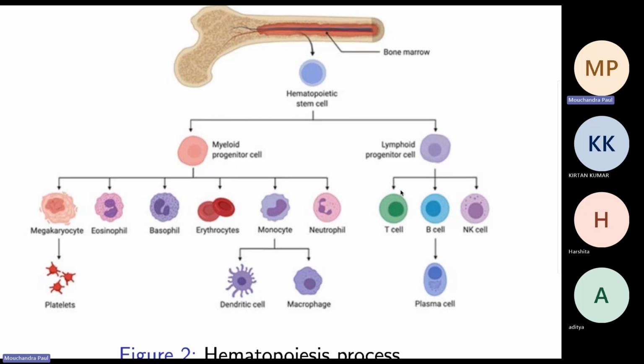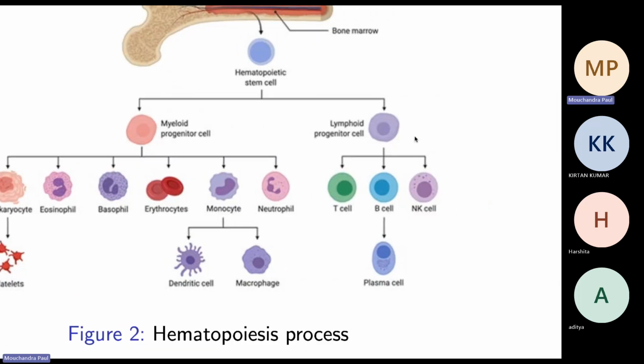From our discussion on stem cells, I hope you know what progenitor cells are. Now, the myeloid progenitor cells can further divide and differentiate to give rise to various types of mature blood cells like the RBCs or erythrocytes, then the eosinophil, basophil, neutrophils, then monocytes, megakaryocyte. The megakaryocyte further differentiates to give rise to platelets, which are found in our blood. Whereas the monocyte can differentiate to give rise to either dendritic cells or the macrophage.